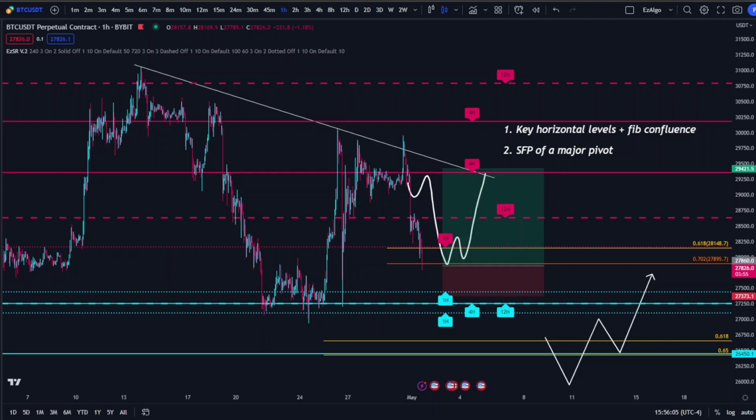The first trading strategy is trading key horizontal levels with fib confluence, right? So what do I mean by key horizontal levels? Well, I'm talking about support and resistance levels. Now, this is a very common concept inside the trading world. I'm sure all of you are familiar with the horizontal levels, but I bet most of you are not using them correctly. And by correctly, I mean multi-time frame. You guys need multiple confluences using support and resistance levels from multiple time frames to confirm your entry.